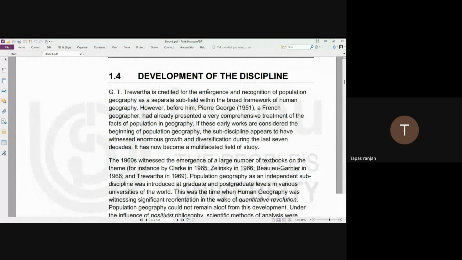Okay, so in this paragraph, the development of the discipline, basically the development of population geography, how it has emerged. So mostly in the 19th century, Ratzel was the one who introduced the topic into the discipline of geography. Then it was actually G.T. Trewartha who popularized the concept of population geography.